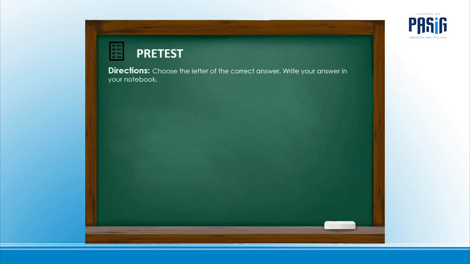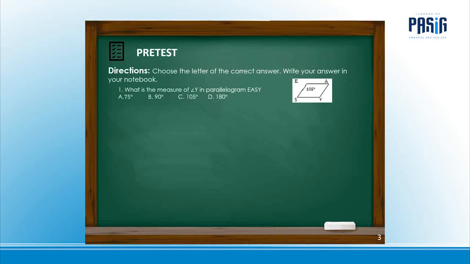Before anything else, let us start with the pretest. Directions. Choose the letter of the correct answer. Write your answer in your notebook. Question number 1. What is the measure of angle Y in parallelogram EASY? Letter A, 75 degrees. Letter B, 90 degrees. Letter C, 105 degrees. And letter D, 180 degrees. You have 10 seconds to answer. Your timer starts now.